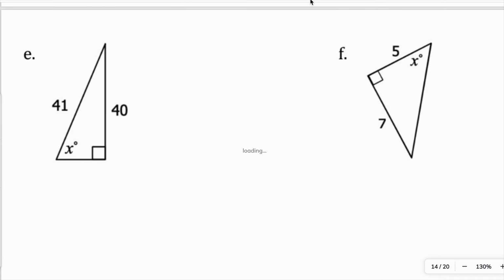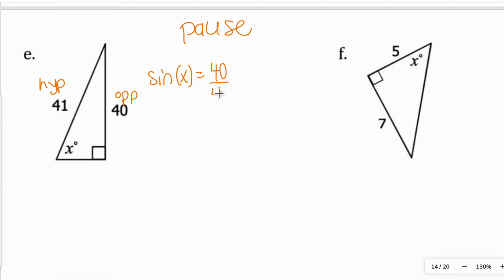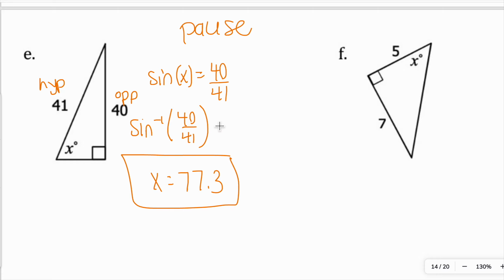The last two, go ahead and pause these, try them on your own, and when you're ready to check them, click play. Okay, for my last one, letter E, I've got opposite over hypotenuse. So that is your sine of x, can be found by doing 40 over 41. So I'm doing the inverse operation of sine, 40 over 41, and I'm going to get about 77.3. This 40 over 41 was 0.9756 as a decimal.